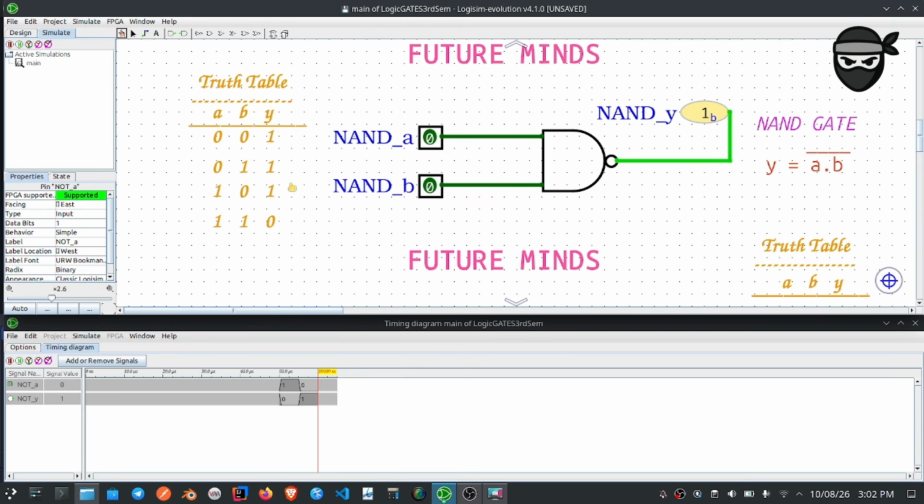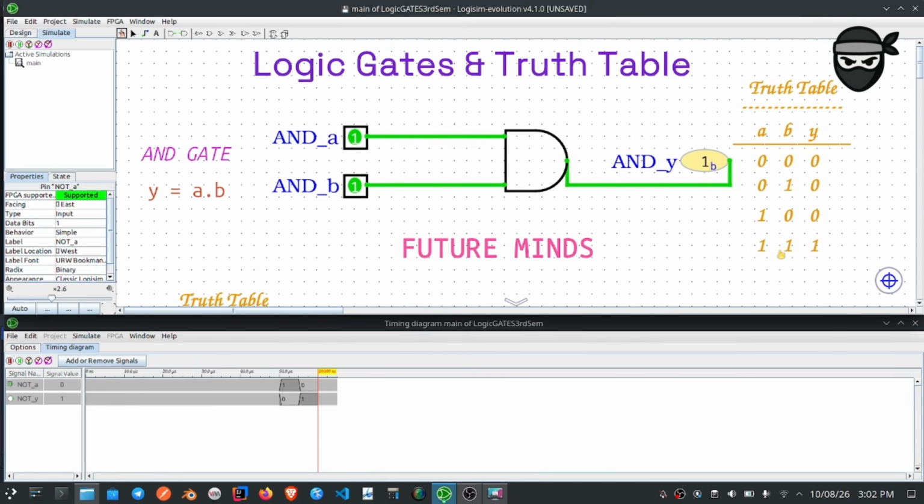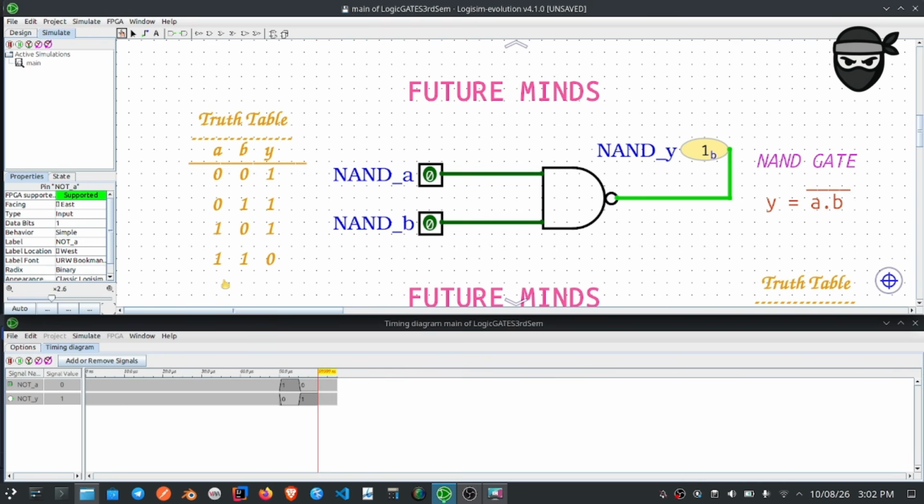Here, you can observe it as the very opposite of the AND gate, where in the AND gate, we were seeing the output is high only when both of the inputs are at high state. But here, you can see when both of the inputs are at high state, the output is low. But when any one of the input pins or both of the input pins is low, the output is high. The basic notation for the NAND gate is the complement of A dot B.